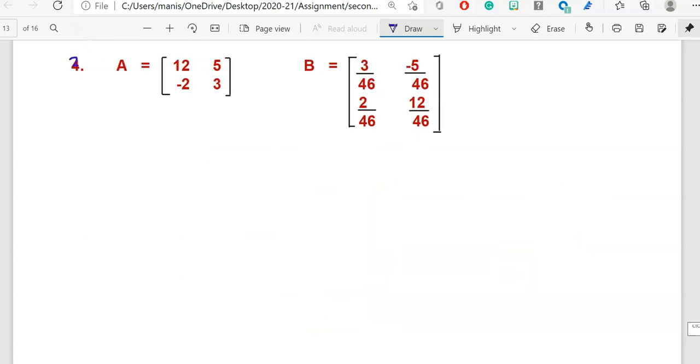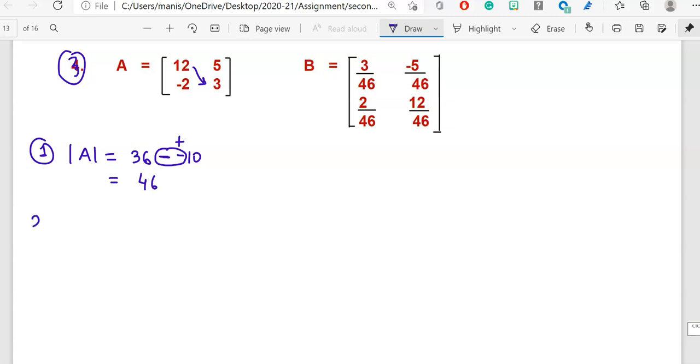Let's look at this problem. I'll give this as number 3. We have to show that B is the inverse of A. Let's do the same thing. Step number 1, find the value of the determinant of A. See, I usually draw only one arrow. There's a meaning to that. 12 times 3 is 36, minus, that's your -10. This will change to a positive sign over here.